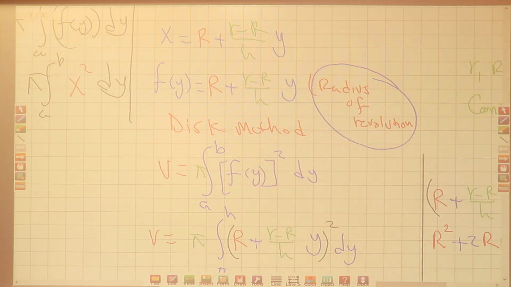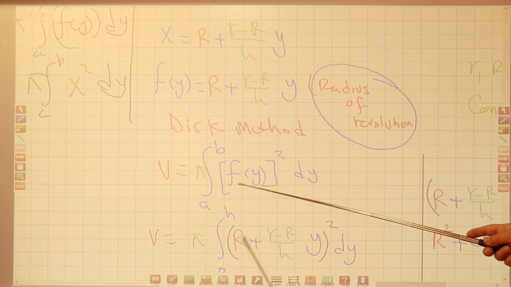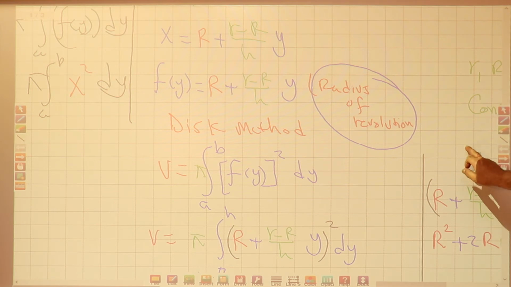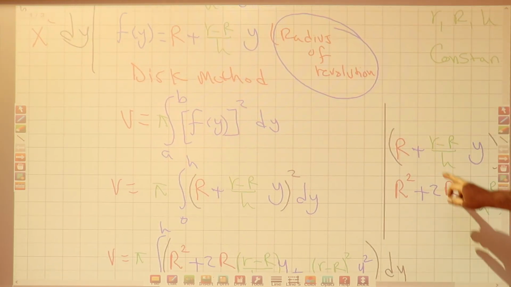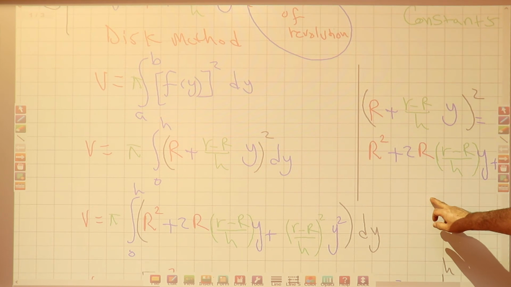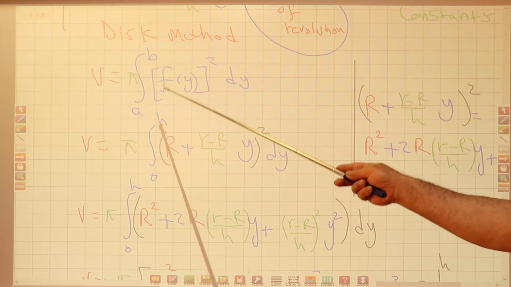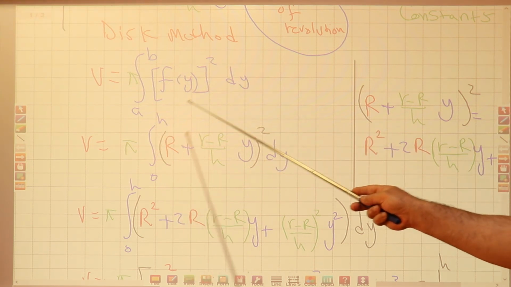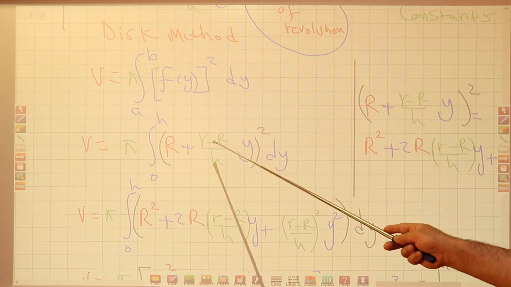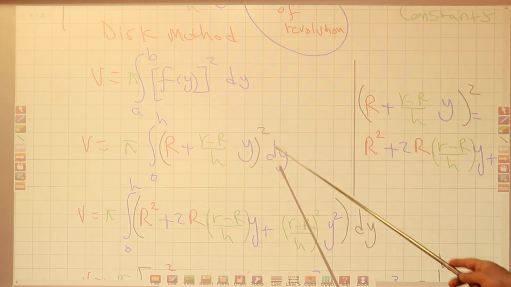Capital R is the radius of the big base, and lowercase r is the radius of the small base. This method, f(y) squared times pi. Now, I told you this problem is very long, and some teachers bring this problem out in the test. Volume is pi integral from a to b of f(y) squared dy. Write your formula: pi integral of r plus (R minus r over h) y, squared, dy.